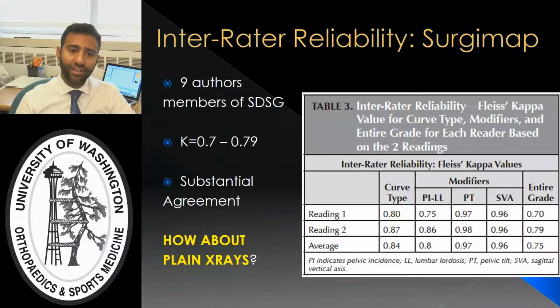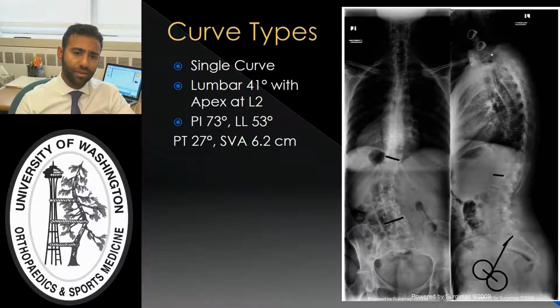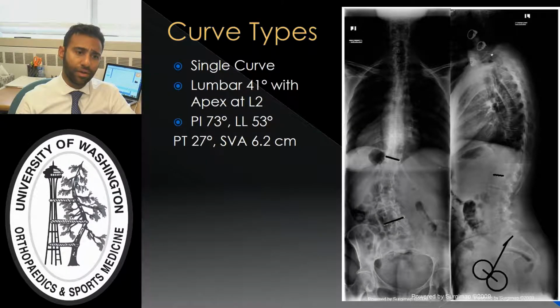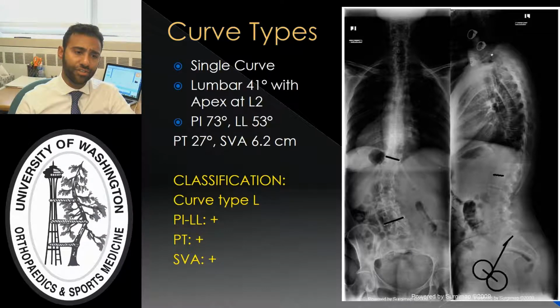When you're looking at inter-rater reliability, the range is slightly lower, but there still is substantial agreement. Again, different curve types, single curve type. If we look at our classification system, based on these parameters, it falls into the type L with a pelvic incidence minus lumbar lordosis being mildly mismatched without any significant, highly significant sagittal vertical axis measurement.